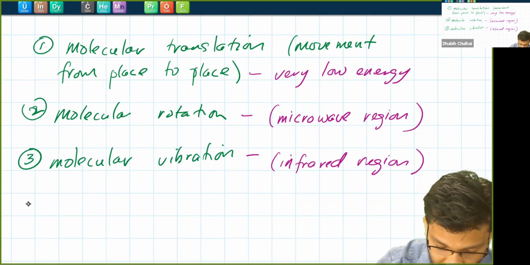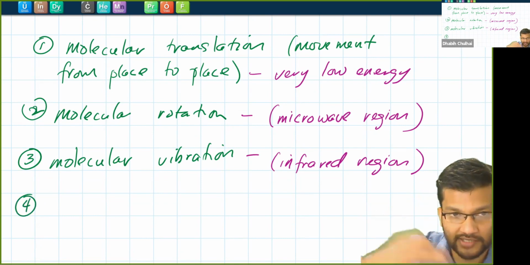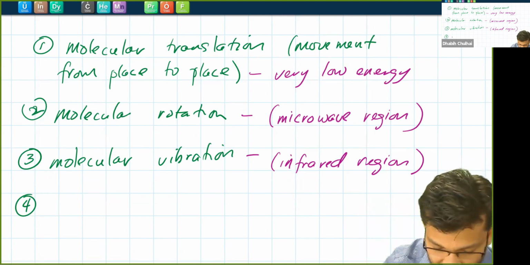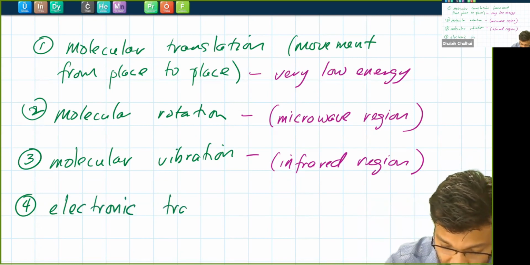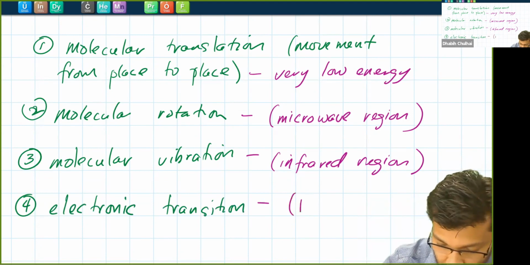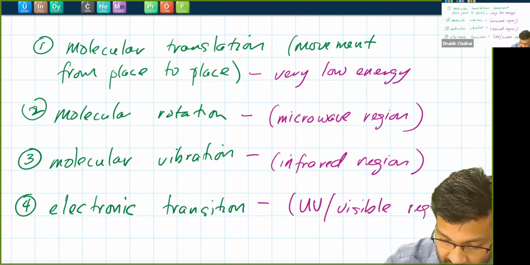Another kind of motion that might happen in a molecule is the electron could change energy levels. The electron could change energy levels, and we call that an electronic transition. And this happens in the UV or visible region, depending on the specific molecule.